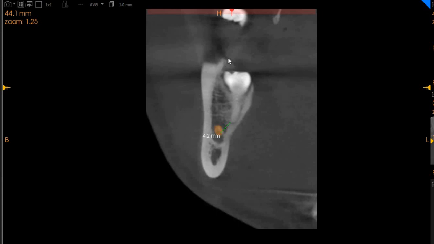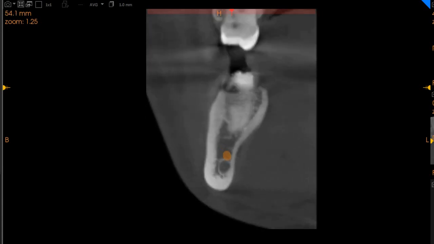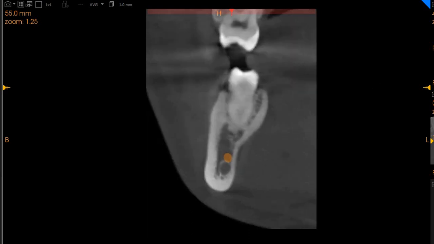So this tooth definitely is well away from the inferior alveolar nerve, and there's no chance of nerve damage provided that the guttering is not done very deep, where we have sufficient bone on the buccal side for guttering, and the inferior alveolar nerve is inferiorly, not buccally or lingually.